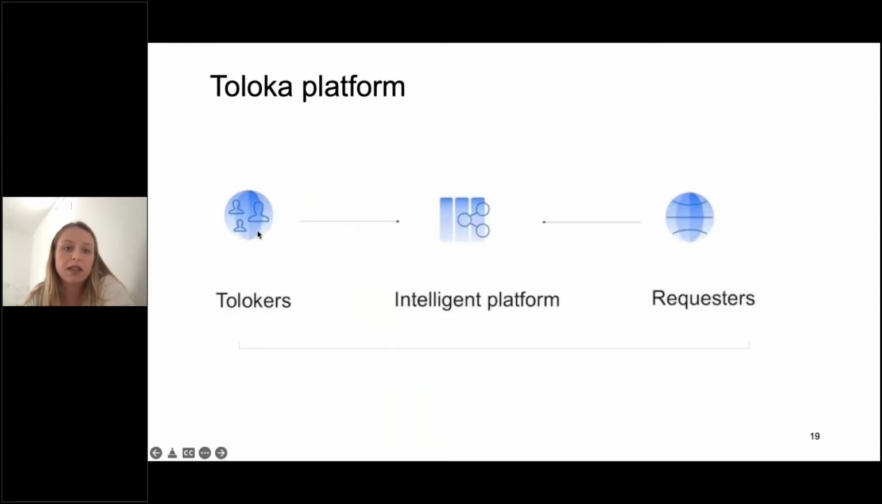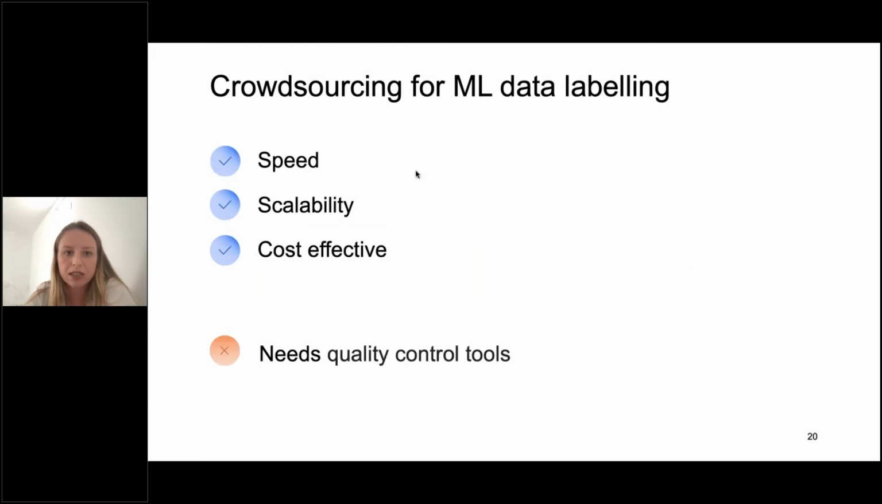And Toloka is a crowdsourcing platform, and this is just a very simplified image of how it works. On the right-hand side, we have requesters. That would be probably you guys, data scientists, machine learning engineers, researchers. Those requesters post the tasks that are stored in Toloka, which is the platform. And those tasks are distributed to the crowd, which is on the left-hand side. In our case, we call our crowd Tolokers. So this is how Toloka works.